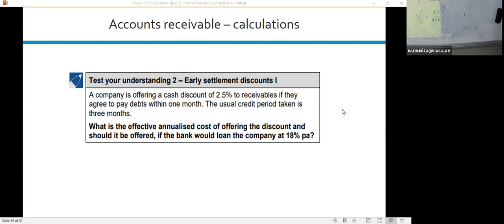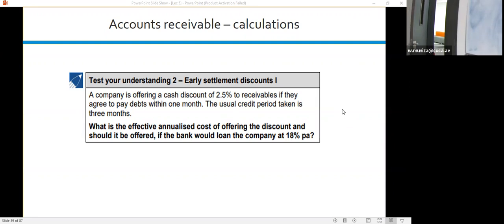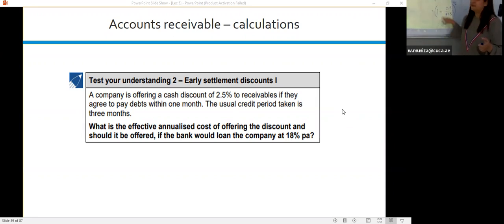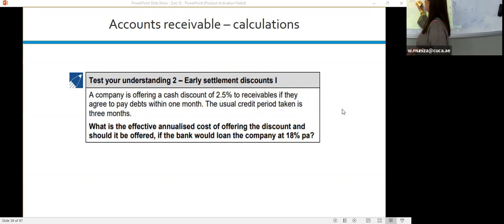The answer is 0.164. That seems to be correct. So it's 16.4%. Anyhow, at 16.4%, the cost is lesser than the interest rate of 18%, that is why we accept. It means that we should be offering the discount. Got it?